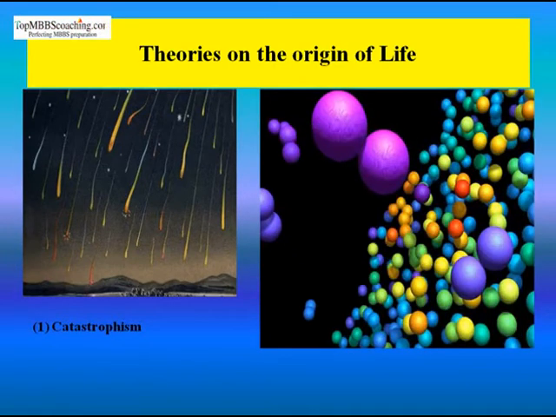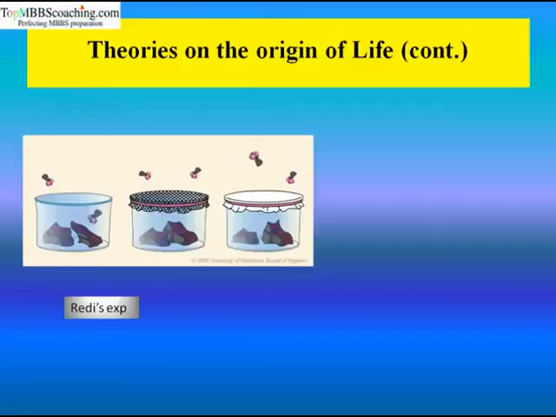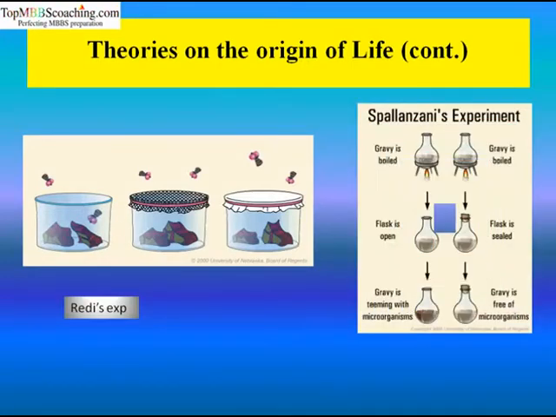Next theory is biopoiesis or theory of abiogenesis. In natural science, biopoiesis is the study of how biological life arises from inorganic matter through natural processes, and the method by which life on earth arose. Next theory is theory of biogenesis. This theory was independently proved by Redi's experiment, by Spallanzani's experiment and by Pasteur's experiment.